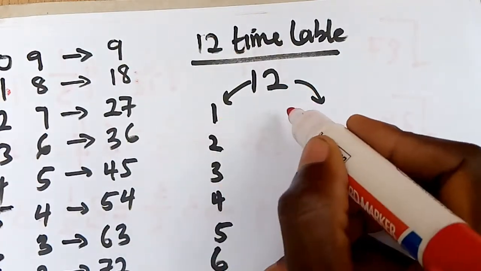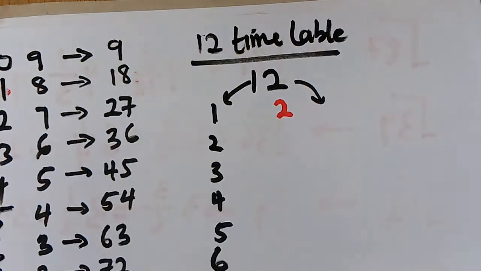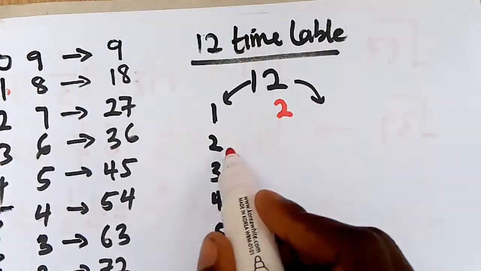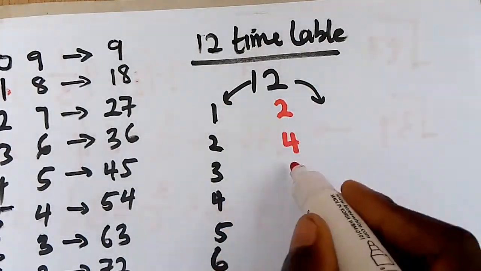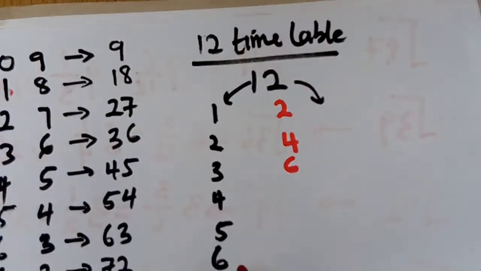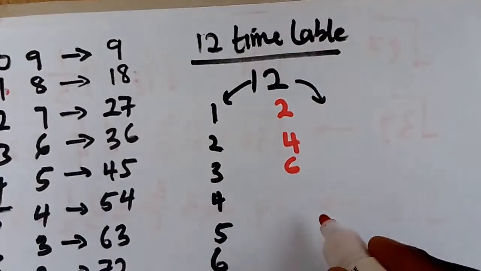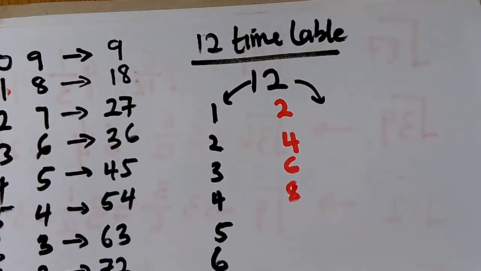So 2 times 1 will give us 2. Write it just in line with the 1. And then 2 times 2 gives us 4. Write it here very beautifully. 2 times 3 gives us 6. Write it here just in line with it. And then 2 times 4 will give us 8. Write it here. This is very serious.